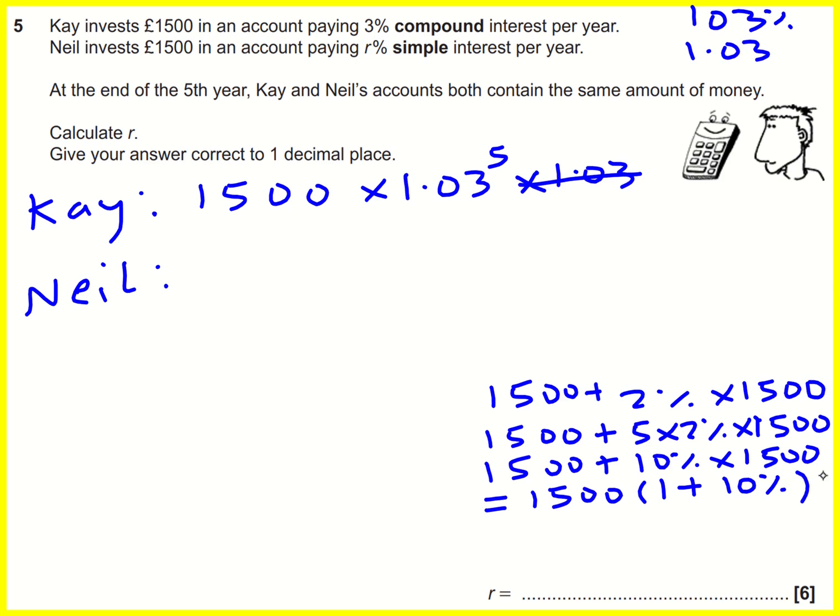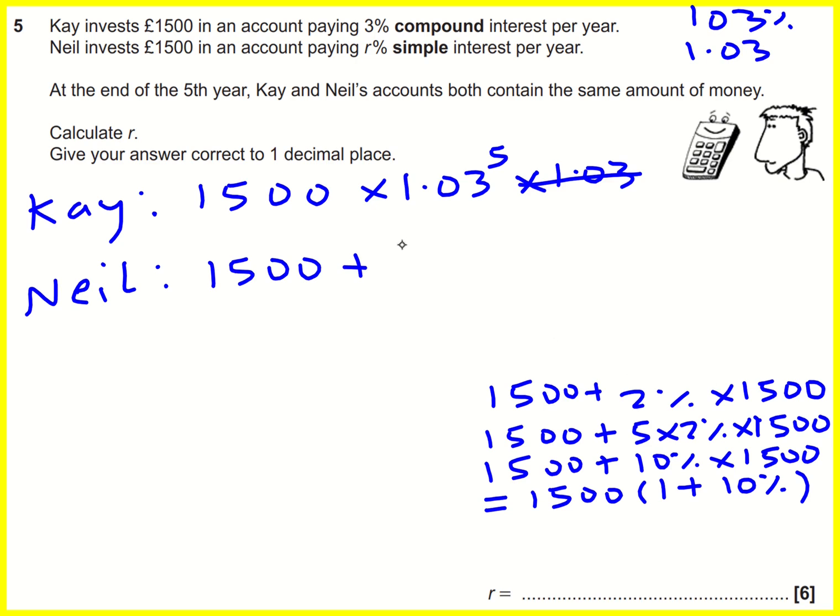And that is not far from being a general formula for simple interest. I've got my 2%, I'm doing it 5 times, so I do 5 times 2%, and then I'm adding that onto 1 to give me my multiplier of 1.1, and then I'm timesing that by 1500. So it's going to work in a very similar way when it's r%. It's going to be 1500. Do you know what? I might do it in the same kind of way.